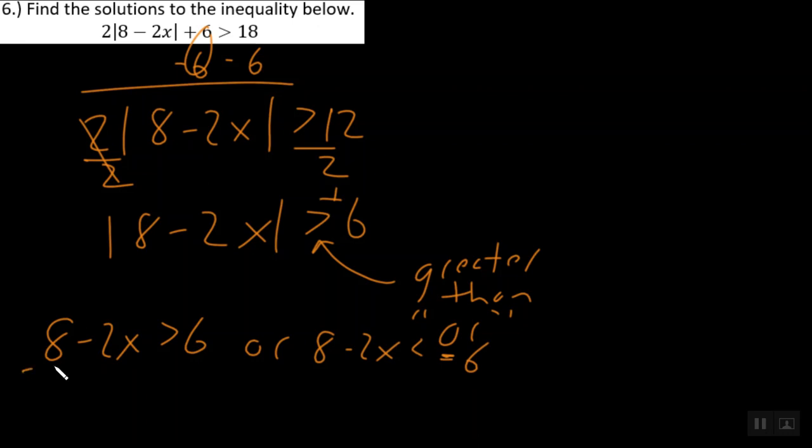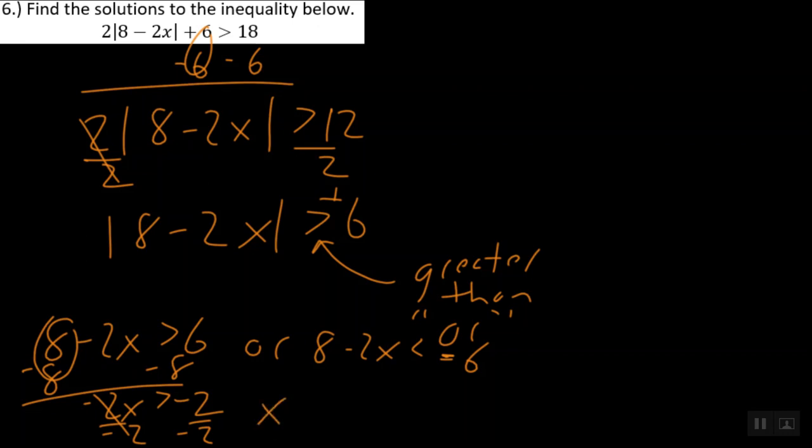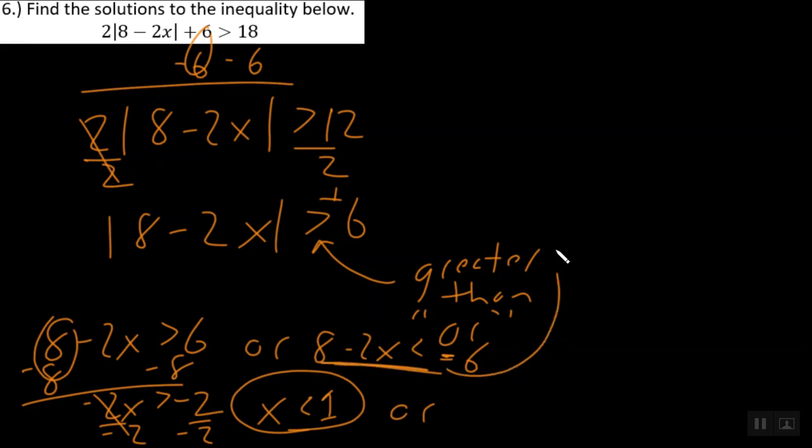From here I can subtract both sides by 8, and I get -2x is greater than 6 minus 8, which is -2. I can divide both sides by -2, and notice because I divide by a negative, my inequality flips, and I have x is less than +1. Or, now let me go ahead and actually rewrite this one just right here.